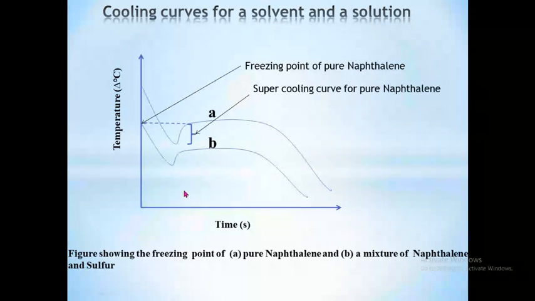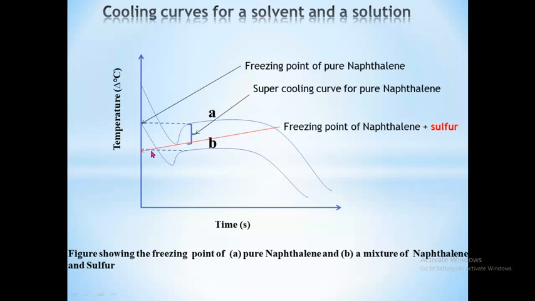Curve B is for the solution of naphthalene and sulfur. Similarly, we can also obtain the freezing point for this solution. As you can see, the freezing point is lower than that of the pure form of naphthalene. You know what non-volatile solutes can do to the freezing point of pure solvents, like we discussed in the class. Then we have the supercooling curve for the solution of naphthalene and sulfur.